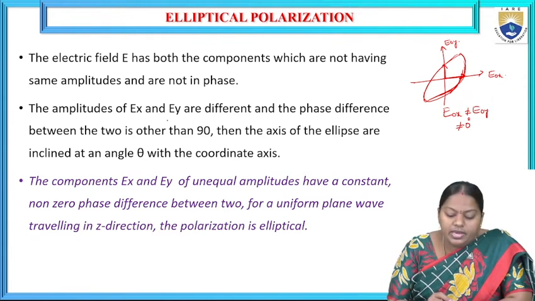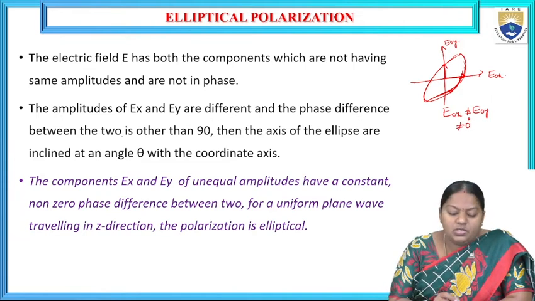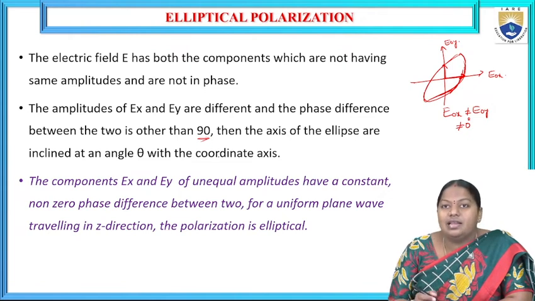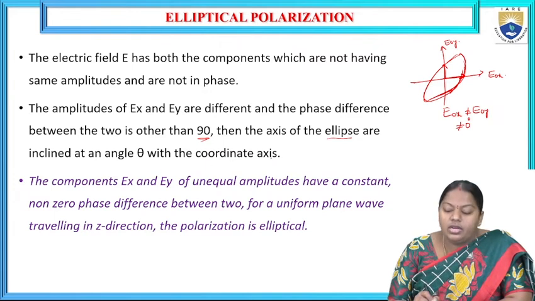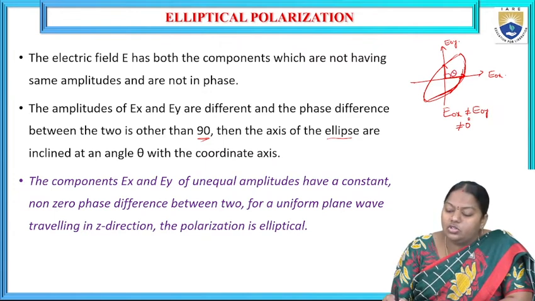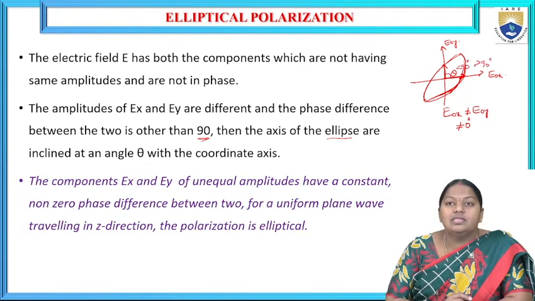The amplitudes of Ex and Ey are different, and the phase difference between the two is other than 90 degrees. There must be some phase, other than 90 degrees, either less than or greater than 90. Then the axes of the ellipse are inclined at an angle theta with the coordinate axis, and in this case the wave is said to be elliptically polarized.